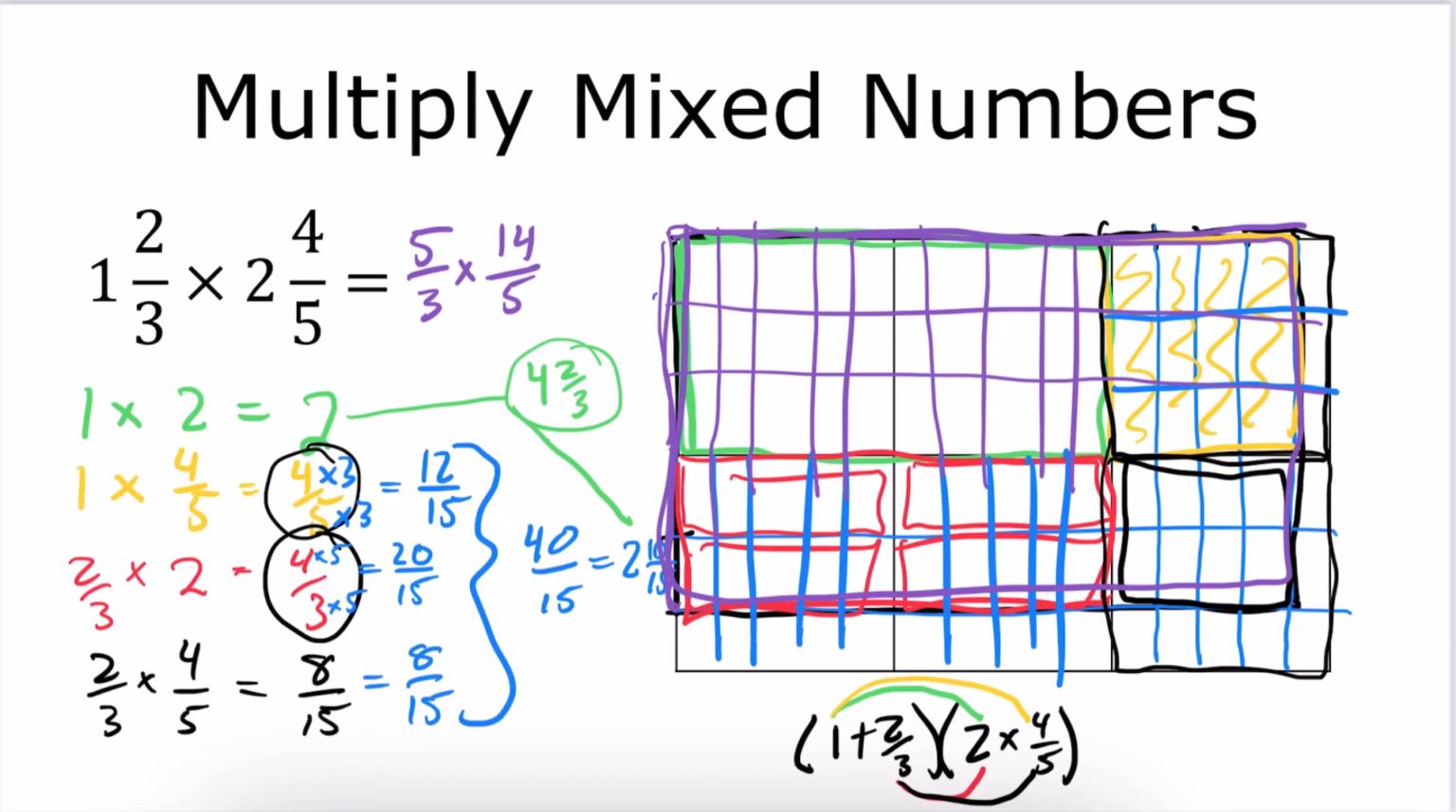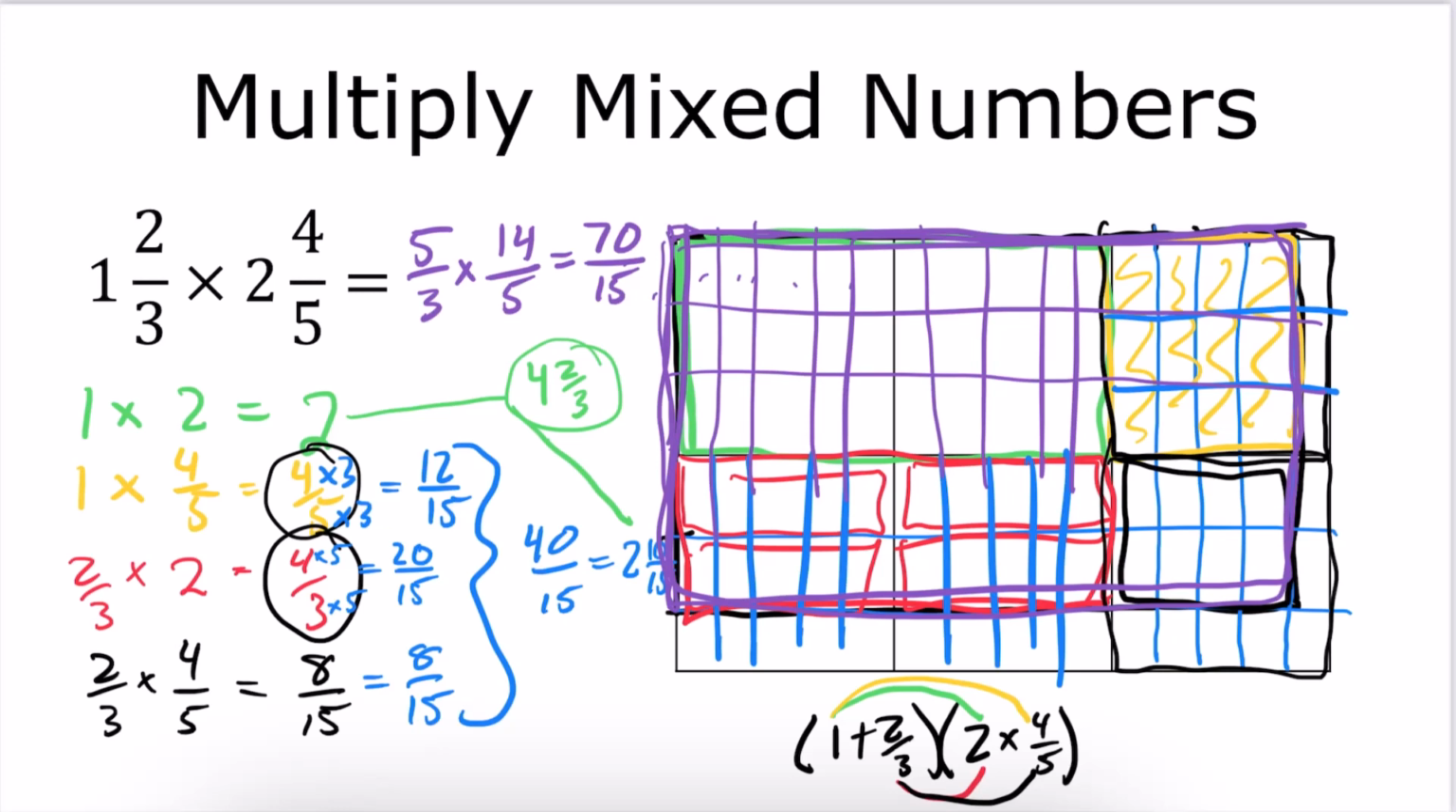And so if you do 5 times 14, this equals 70. And 3 times 5 equals 15. And basically that's saying that all of these little boxes or little rectangles in this space, there's 70 of them. And the size of those in comparison to a unit square is that it takes 15 of them to make 1 unit square. Then from there you can reduce this fraction.